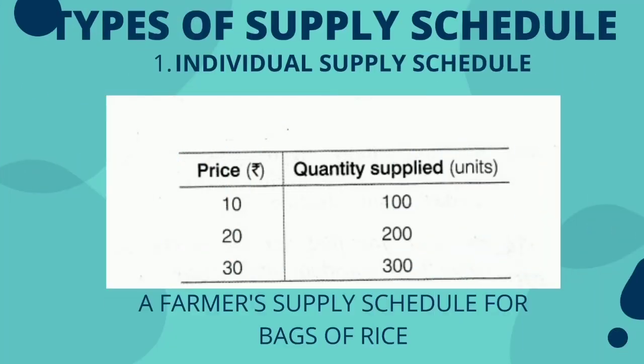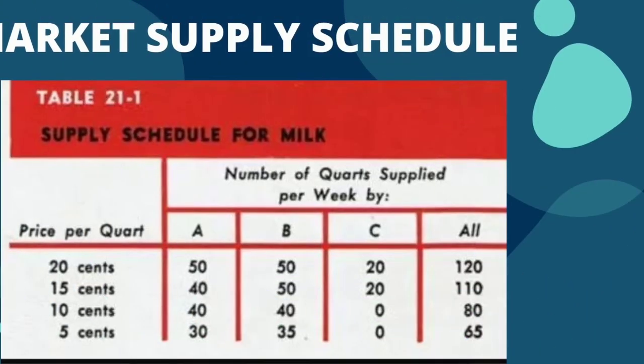Types of supply schedule. We have two types of supply schedule. One, individual supply schedule. This is a table which shows the different quantities of a commodity which a producer offers for sale at various prices and at a particular time. For example, Mr. Smith is a farmer who supplies several bags of rice at various prices. This is shown in the table. The supply schedule shows the relationship between the various prices of bags of rice and the quantity supplied.